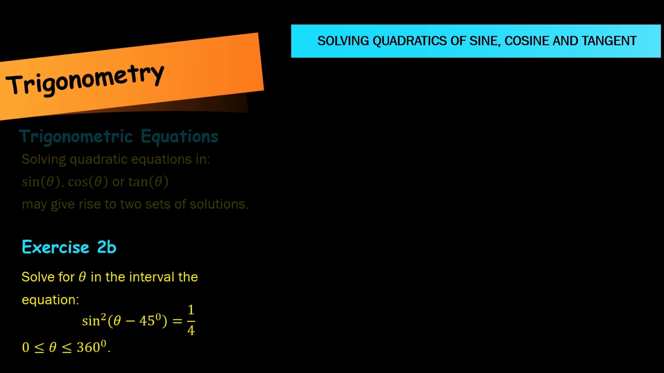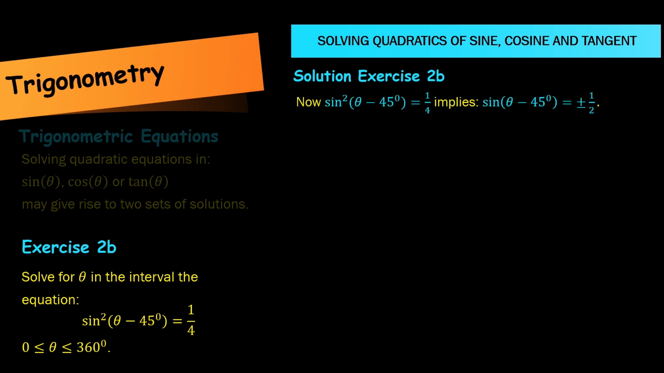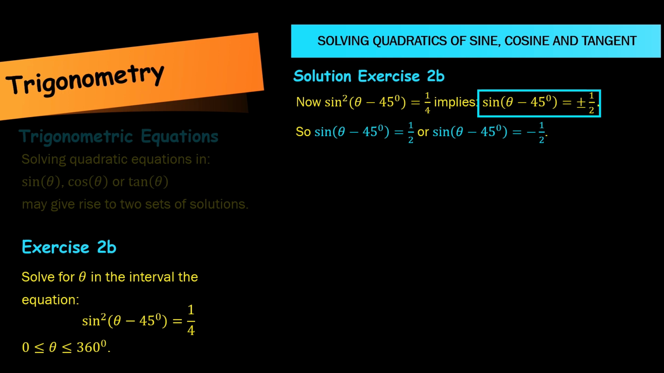Now let's take a look at example 1b. Solve for theta in the interval the equation sine squared of (theta minus 45 degrees) equals 1 over 4, for theta between 0 and 360 degrees. So let's solve this. Sine squared of (theta minus 45 degrees) equals 1 over 4 implies sine of (theta minus 45 degrees) equals plus or minus a half. So either it's plus a half or minus a half, as you can see.